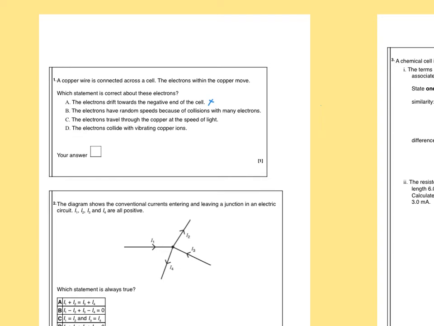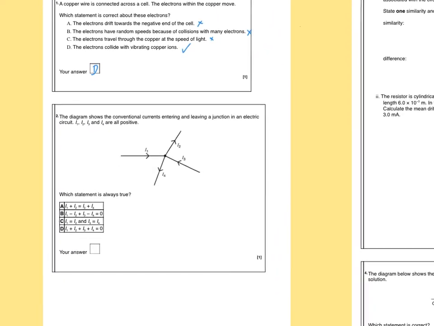The electrons have random speeds because of collisions with many electrons. It's not because of collisions with many electrons, it's because of collisions with many positive ions in the wire that are fixed. C, the electrons travel through the copper at the speed of light. That's definitely not true. There are so many obstacles around for them to do so. In another circumstance, we'll see that they can. And for D, the electrons collide with vibrating copper ions. That's correct. So my answer is D. When you look at these questions, you should always eliminate the ones that you're sure are not the right answer. So you work with eliminating and then making sure that your answer is correct.